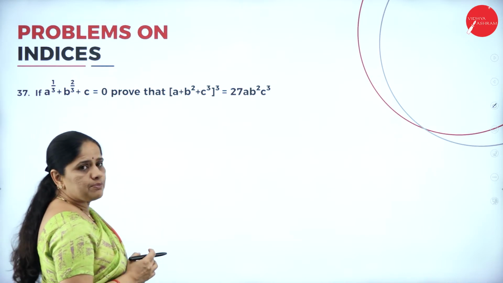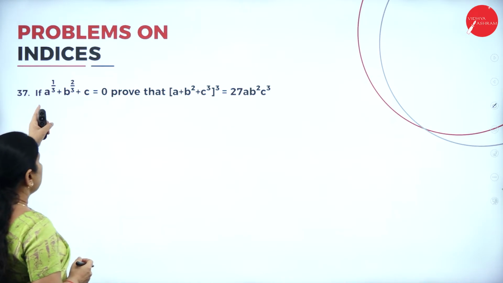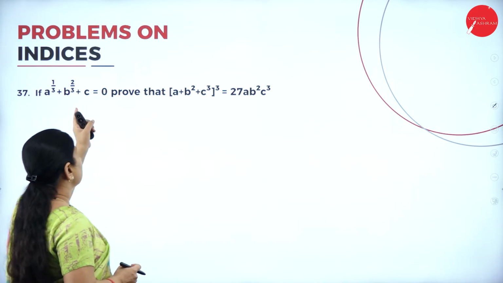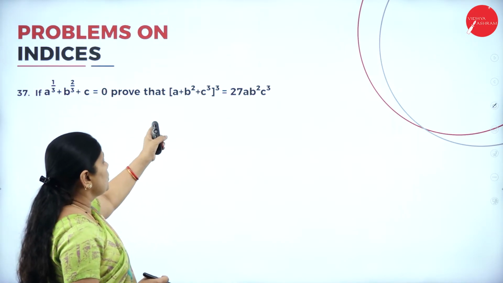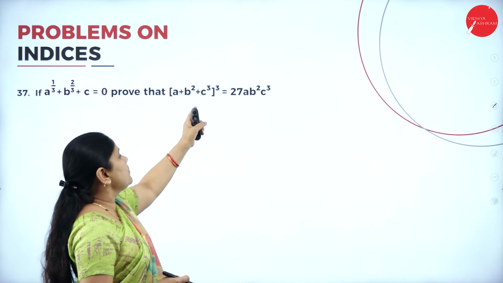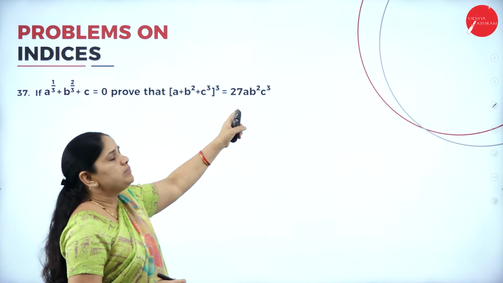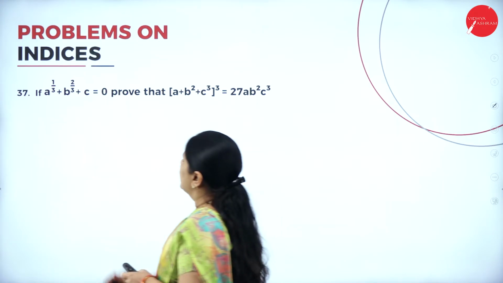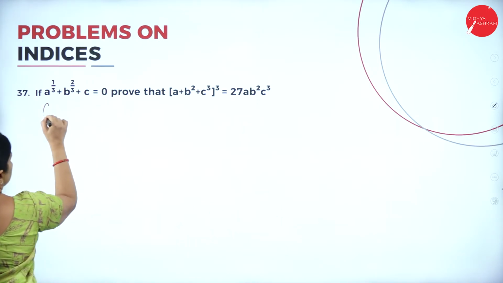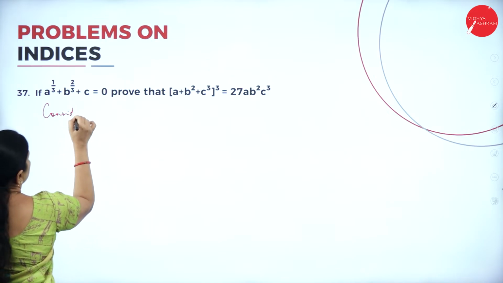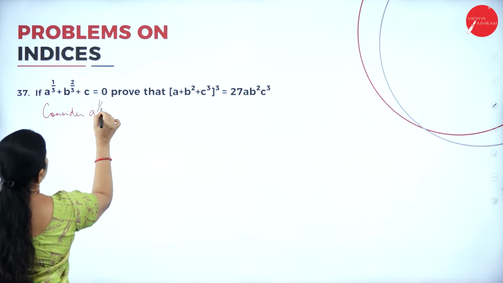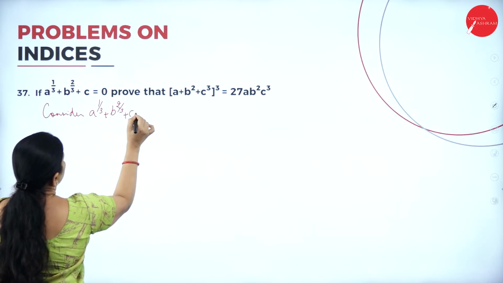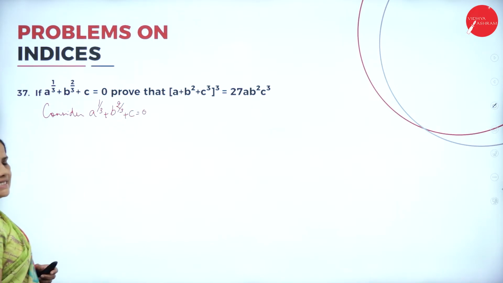Now, the next problem is, if a to the power of 1 by 3 plus b to the power of 2 by 3 plus c equals 0, prove that a plus b square plus c cube the whole cube will be equal to 27 a b square c square. Now, consider a to the power 1 by 3 plus b to the power 2 by 3 plus c equals 0.